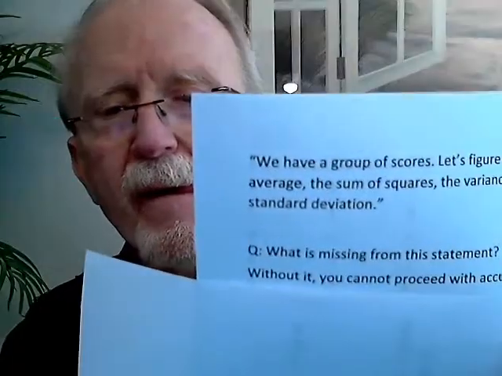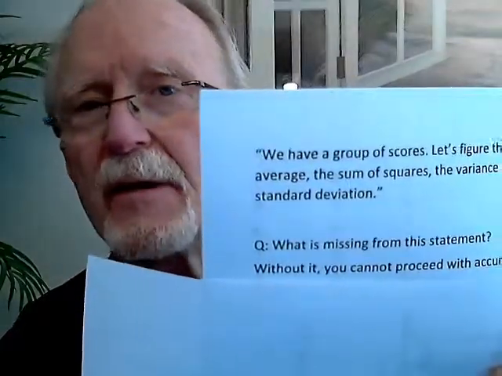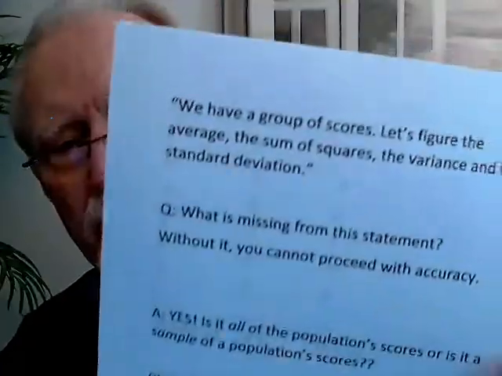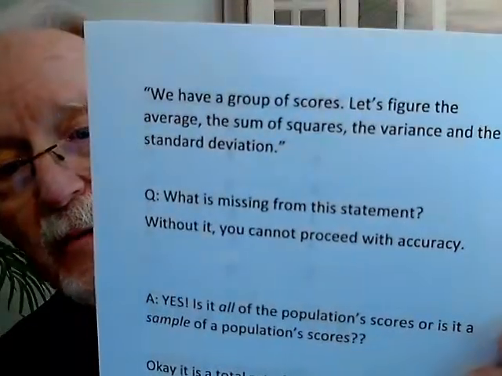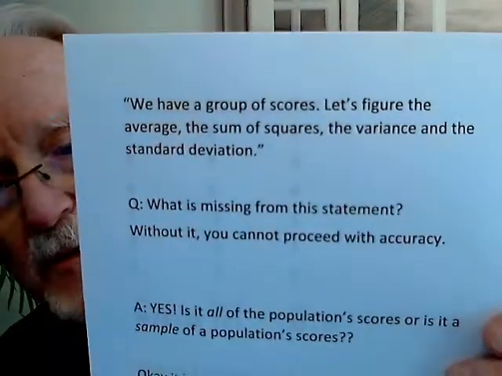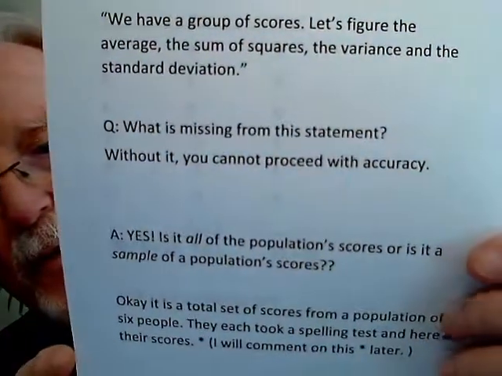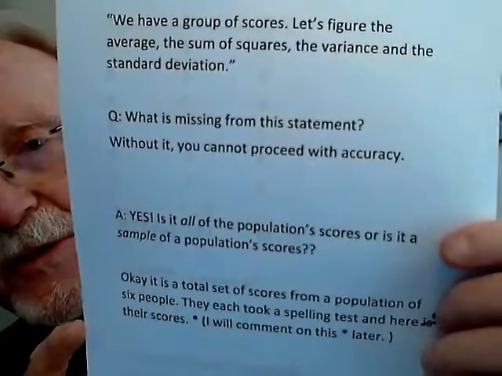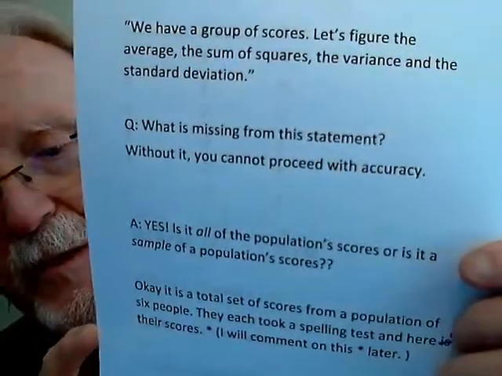And without it, you cannot proceed. If it is a population score or a sample score, let's just say it's a total set of scores from a population, or it could be a set of scores from a sample. But we need to know which because it's going to change our formula.